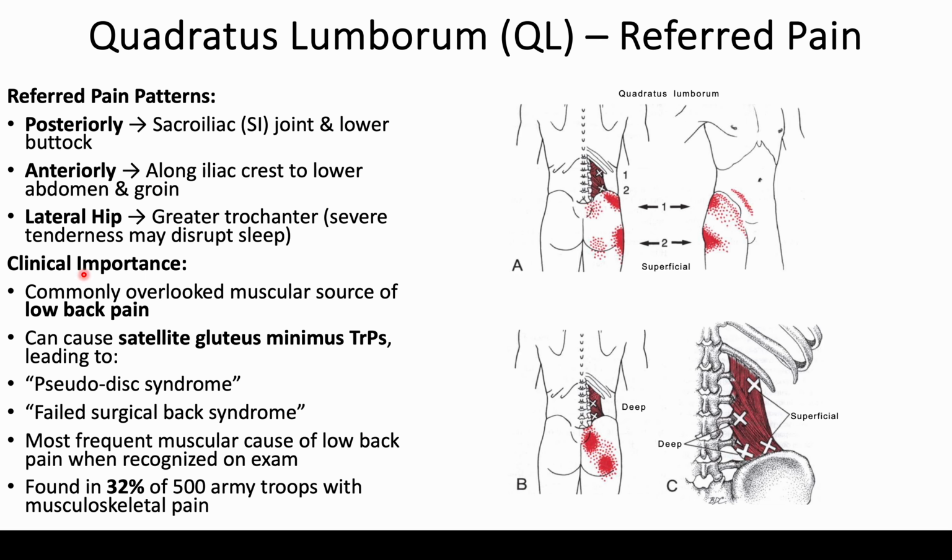It's basically one of the most commonly overlooked muscular sources of low back pain, and it can cause satellite gluteus minimus trigger points. Gluteus minimus kind of sits right in here. It can give you that pseudo disc syndrome and failed back surgery syndrome. The reason why we have that is because the patients who originally went in for surgery originally just had Quadratus Lumborum trigger points rather than structural issues.